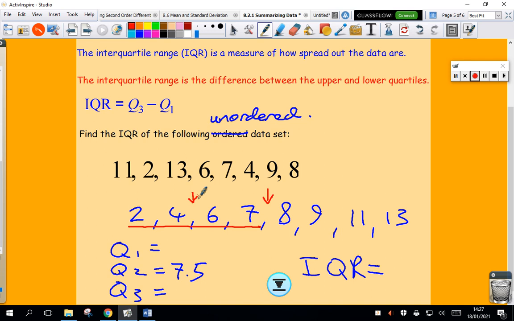My lower quartile will be the number that's halfway between 4 and 6. My upper data set now is these 4 numbers over here. My upper quartile will be the number that's exactly halfway between 9 and 11. So my lower quartile between 4 and 6, that's 5. My upper quartile halfway between 9 and 11, that's 10. My interquartile range will be 10, the upper quartile, minus 5, the lower quartile, so it's going to be 5 units.